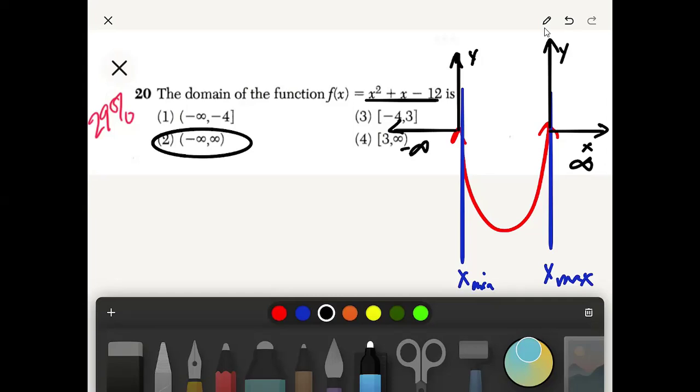Some people are looking here and they're seeing the minimum Y value, but they're doing the range, not the domain. Domain are vertical lines, they're X values, so you've got to look at X values. Even though I've answered it, I'm going to go ahead and graph it so that you can see that as well.